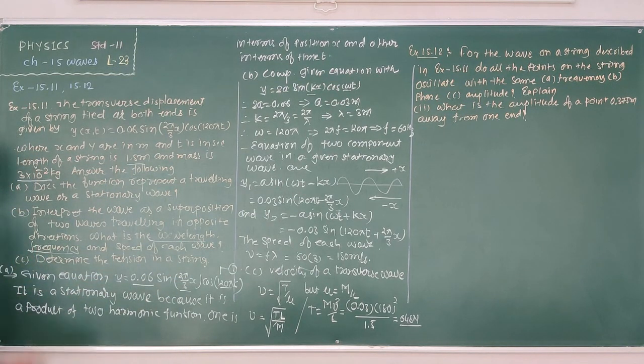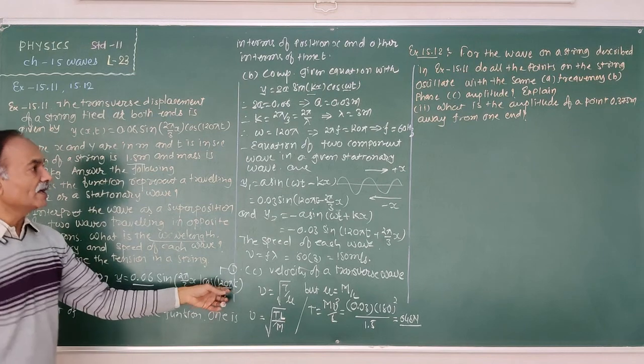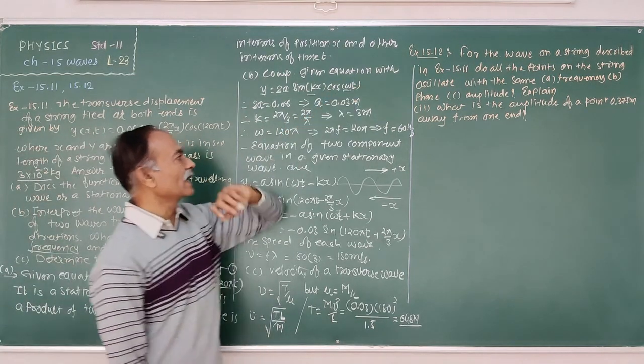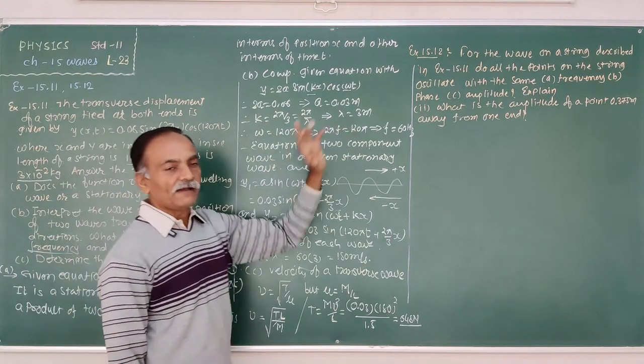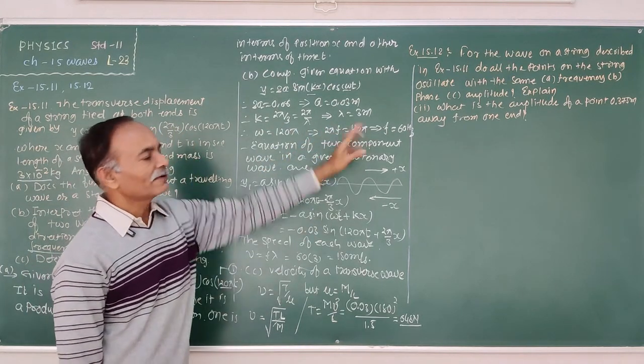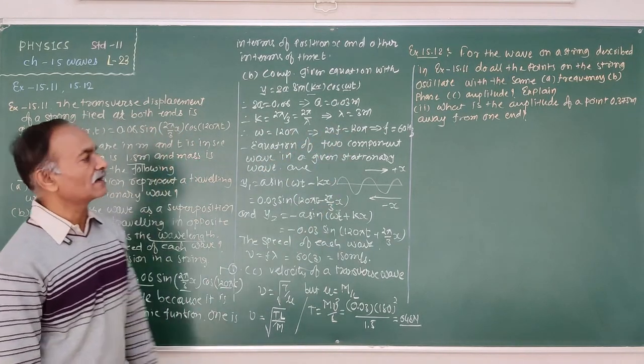Now we are interested to find the frequency. Therefore 125 is equal to omega. Omega is equal to 2 pi f. Therefore 2 pi f is equal to 125. Therefore frequency is 60 Hz.